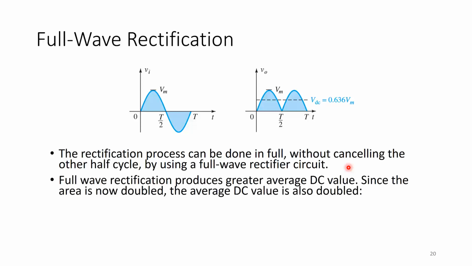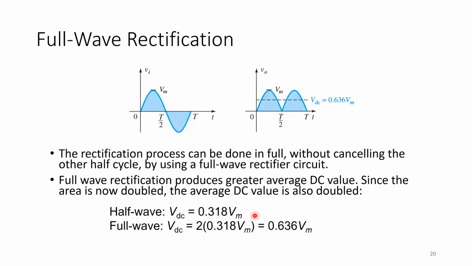Full wave rectification produces a greater average DC value. Remember, for our half wave rectification, the average DC value was 0.318 of the maximum voltage, but here we have it at 0.636. Since the area is now doubled, the average DC value is also doubled. So half wave was 0.318 of the maximum voltage, and full wave would be double, so it would be 0.636 Vm.